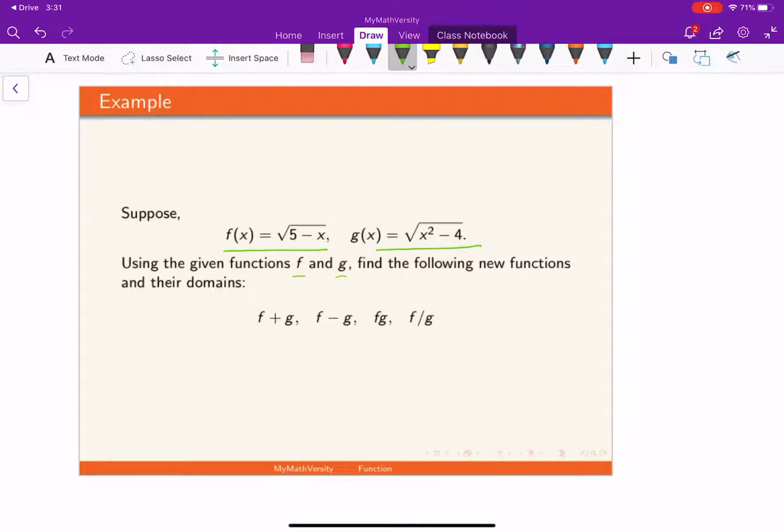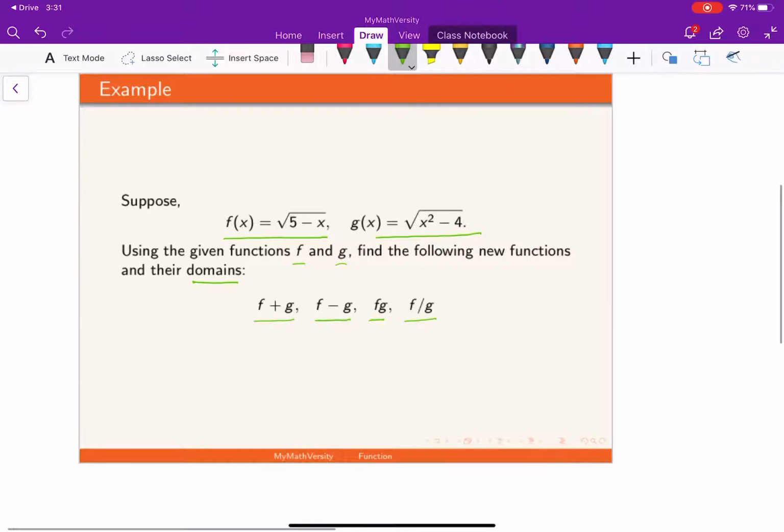to find the new functions. That means we need to find what is f plus g, f minus g, f times g, and f divided by g. So we need to find these four functions and then also their domains. So this is the question. How do we work on this problem?